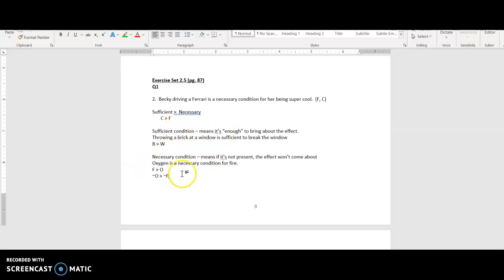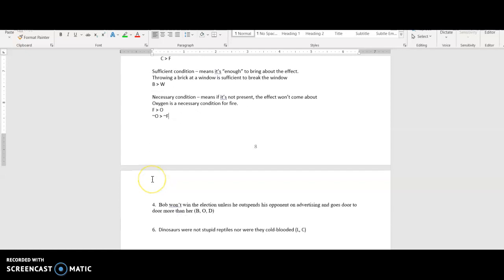The easiest way to remember it with respect to translation: if something's a sufficient condition for something else, it's the antecedent, and the other thing is the consequent. If something is a necessary condition for something else, it's the consequent, and the other thing is the antecedent.